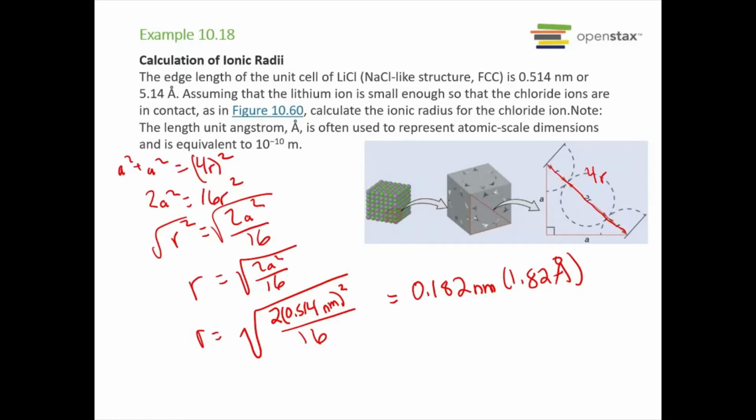And this is the ionic radius for the chloride ion, because we're assuming the chloride ions, the anions, are what's touching and what's making up our cell. And so that's the radius of the chloride ion.